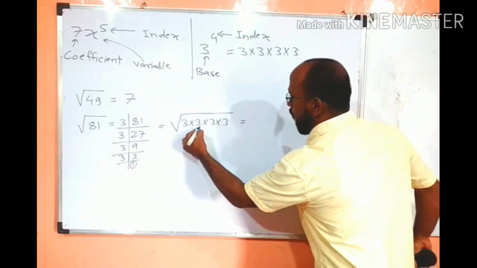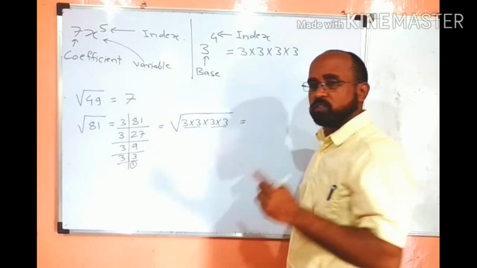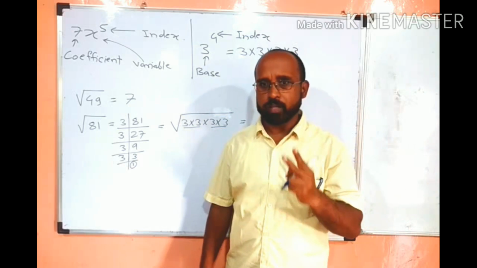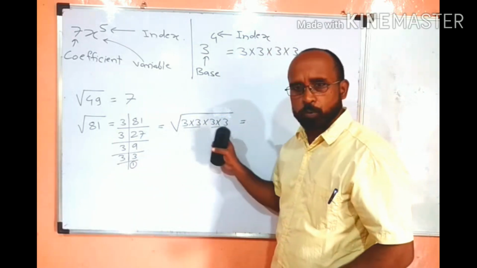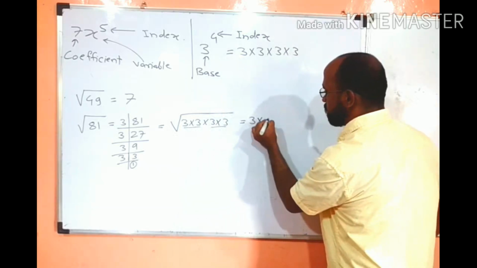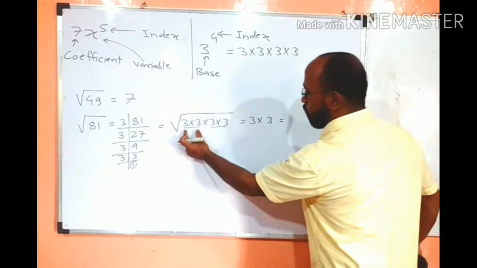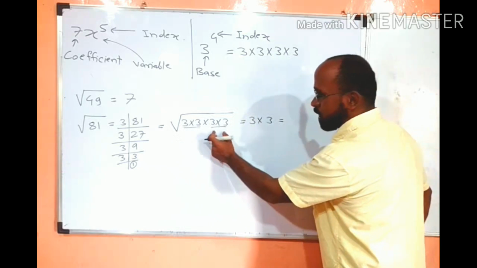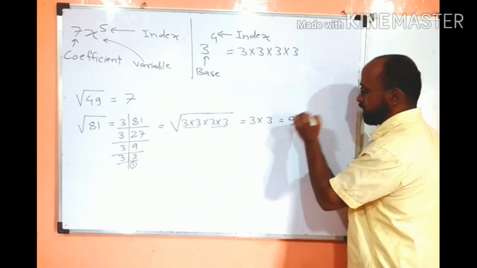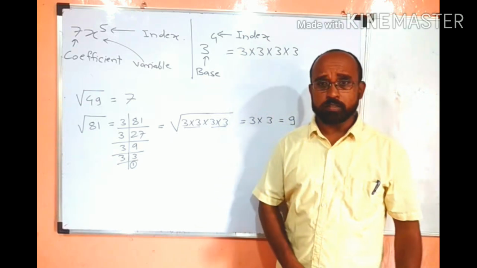Then as we are finding out square root, square root means second root. So we are making pair of two numbers, two such factors, and multiplying them with each other. So for one pair 1 3 is out, for second pair 1 3 is out, and we are multiplying this 3 into 3, 9. Okay, students.